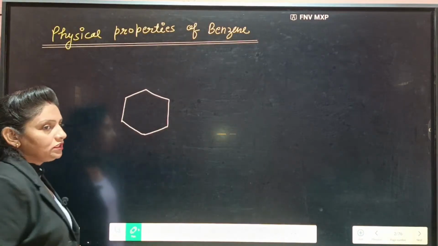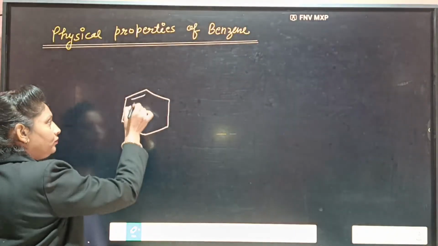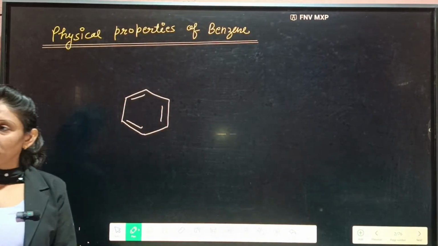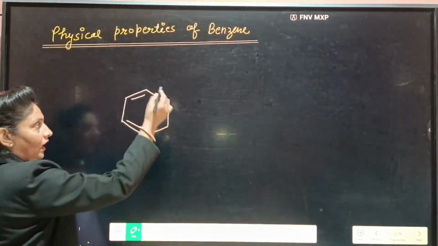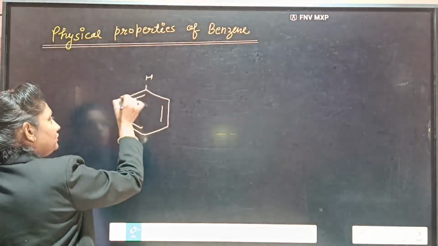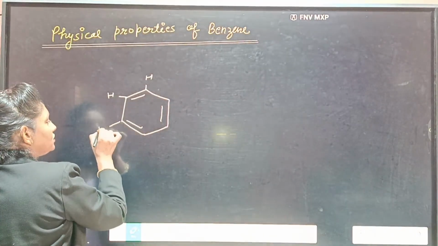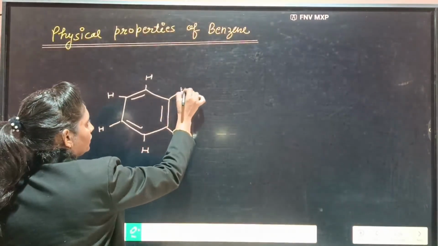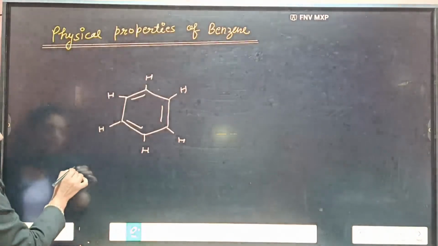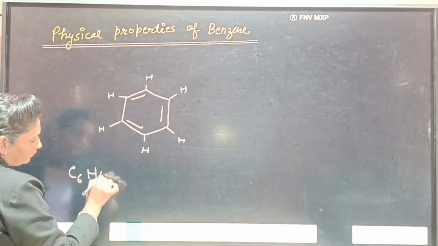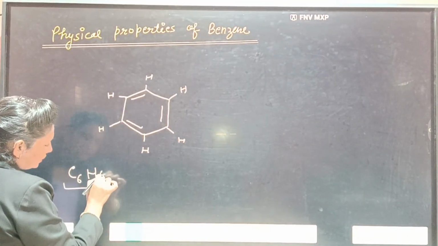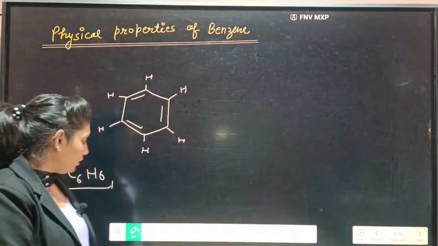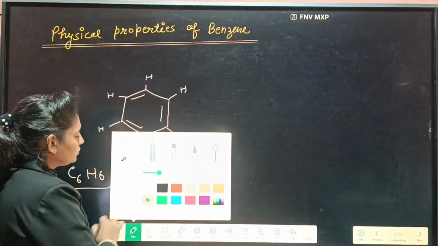There are 6 carbons at alternate positions with double bonds, pi bonds, and at each carbon a hydrogen is also attached. C6H6. You know very well students, here the bonds are between carbon and hydrogen only.